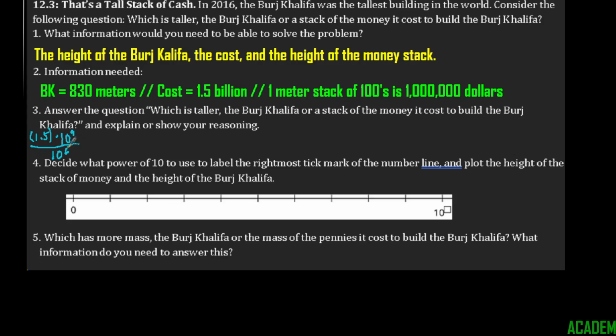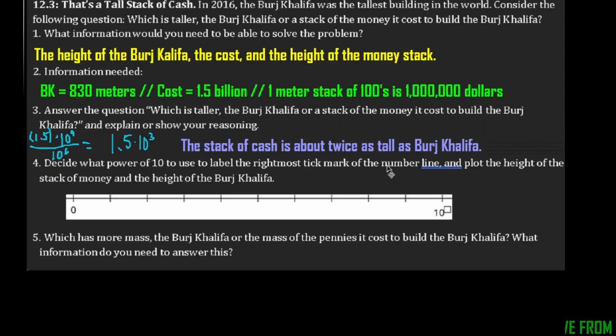And so again, since we're dividing with the same base, we can subtract the exponents. So this is just going to be 1.5 times 10 to the exponent of 3. And so what we can say from that is the stack of cash is about twice as tall as the Burj Khalifa.